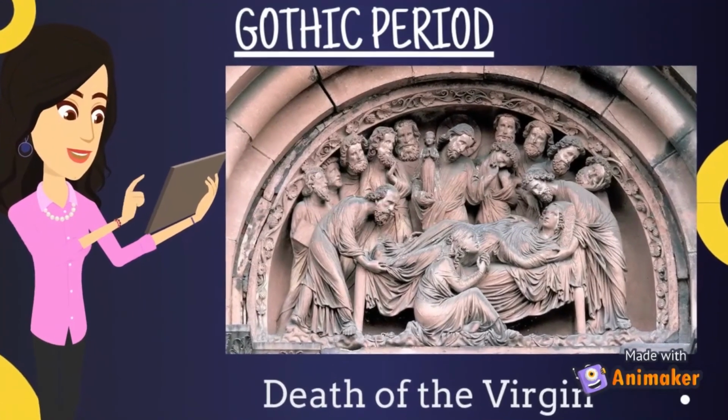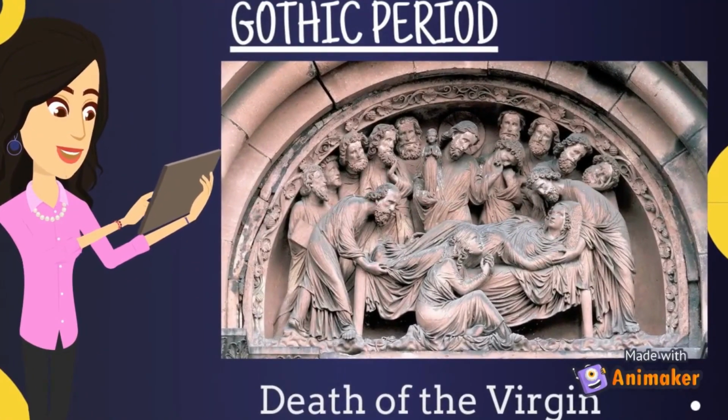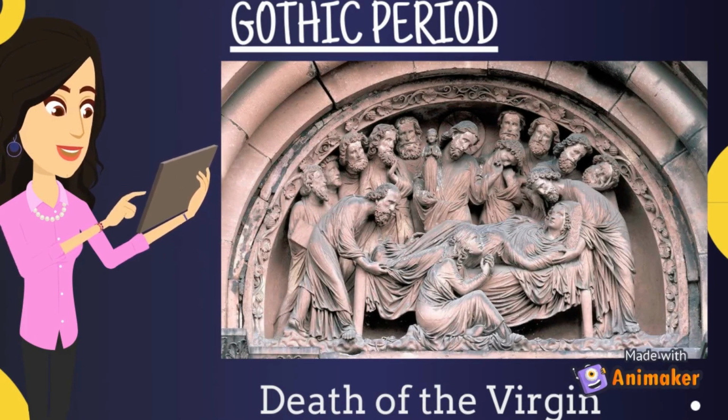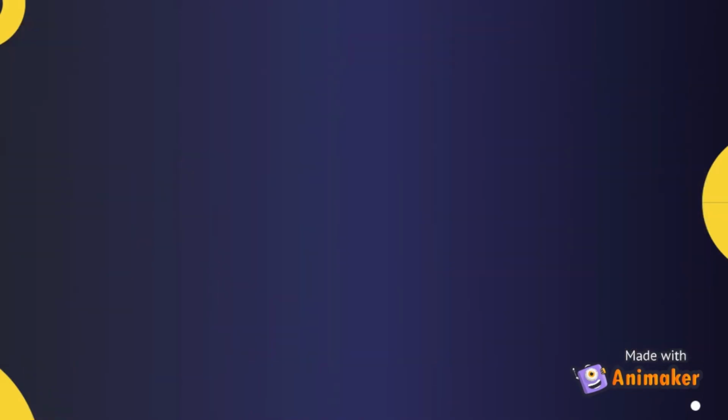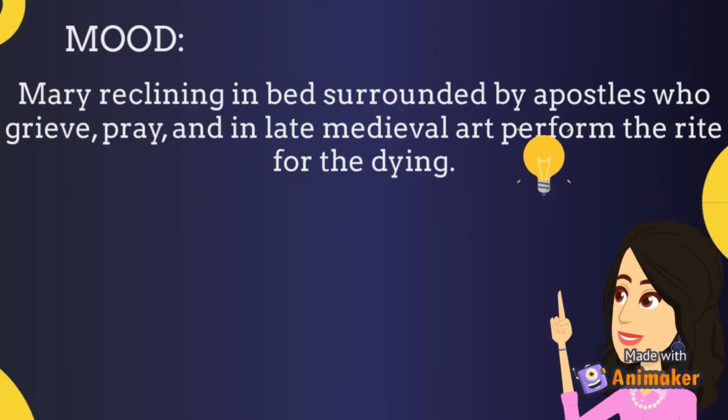The last period is the Gothic period. The featured art of this period is the Death of the Virgin, Tympanum of the South Transept Portal, Strasbourg Cathedral. For the mood, Mary is reclining in bed, surrounded by the apostles, who grieve, pray, and, in late medieval art, perform the rite for the dying.